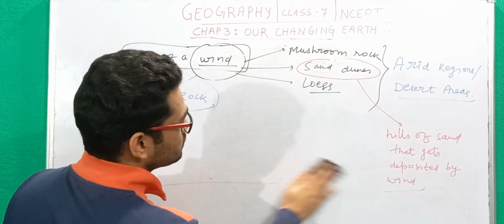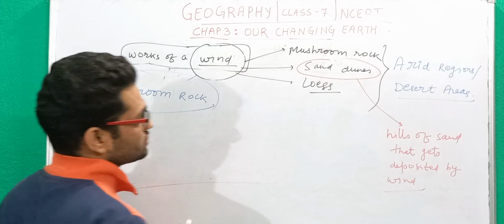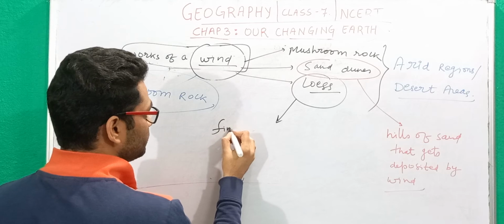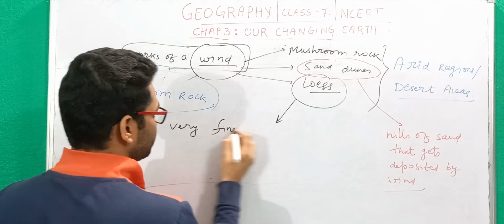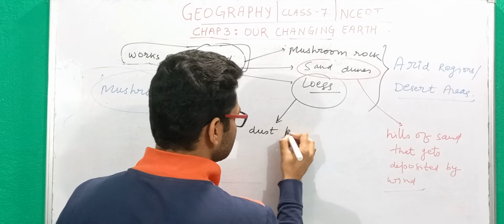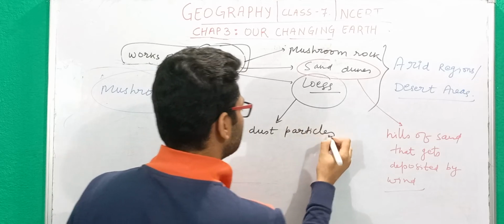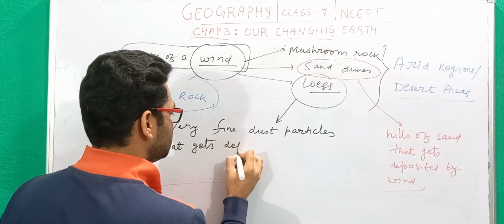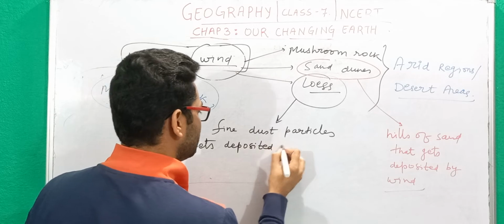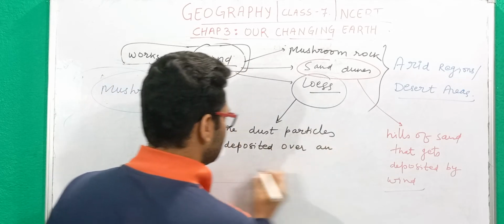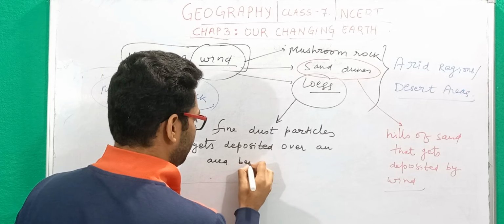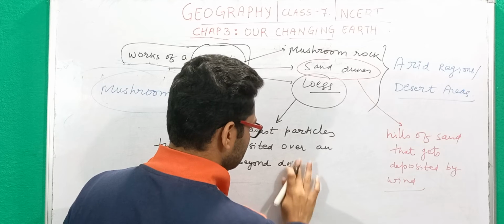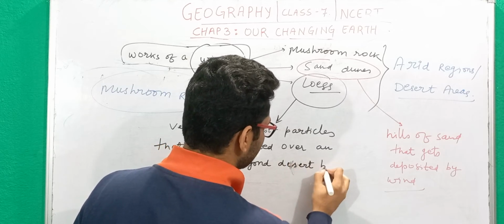Now the last one is the loess. What is this loess? Loess is basically very fine dust particles that get deposited over an area beyond desert limits, over an area beyond the desert boundary.